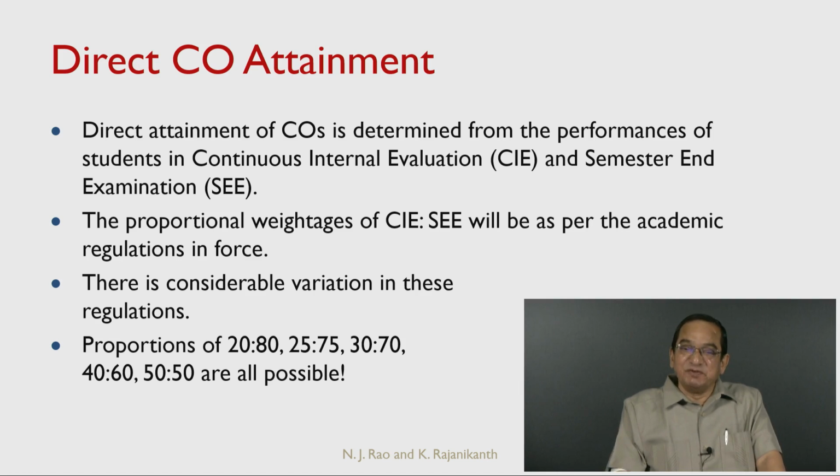There is considerable variation in these regulations depending upon whether it is a Tier 1 institute or Tier 2 institute. There can be variation within Tier 1 institutes as well as Tier 2 institutes. Proportions of 20 to 80, 25-75, 30-70, 40-60, 50-50 are all possible. It depends upon the academic regulations being followed by the institute.